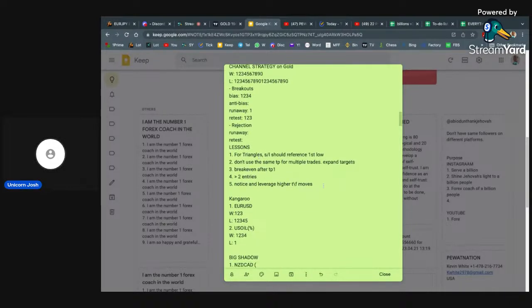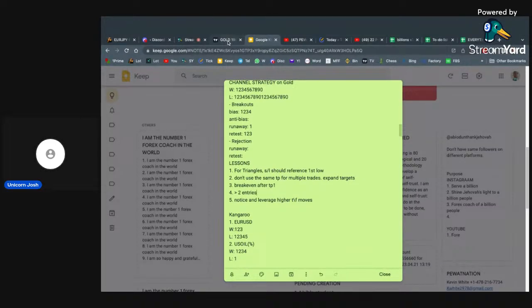And so far, about five lessons. At least I tried to maintain the lessons to five. I don't want it to be too much. So I've had, for triangle, stop loss should reference first low. Yep. This helped me on that trade that I just showed you guys.